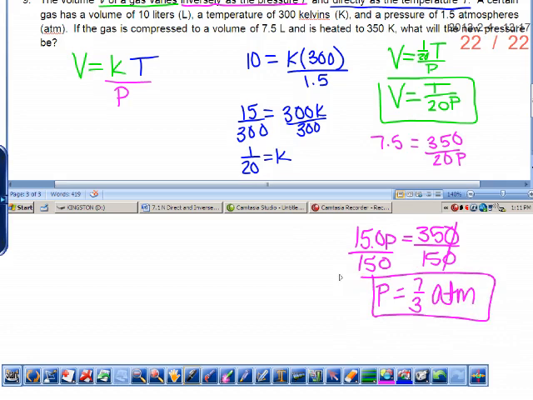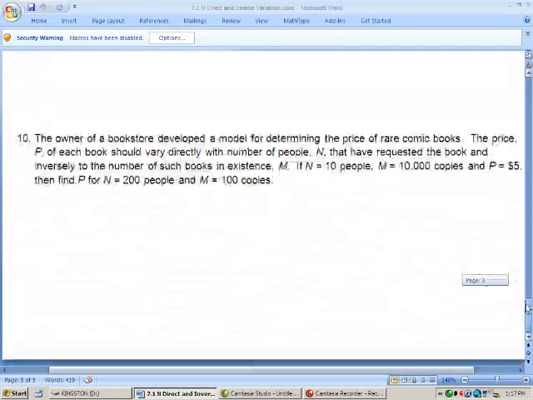Questions on that one? All right, I want you to please work on number 10. I want to see your K value, your variation equation where you plug your K value back in, and then answer the question. I'm going to look for all those things. Translate it word by word to come up with your equation.